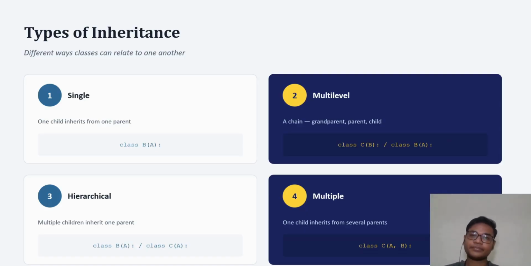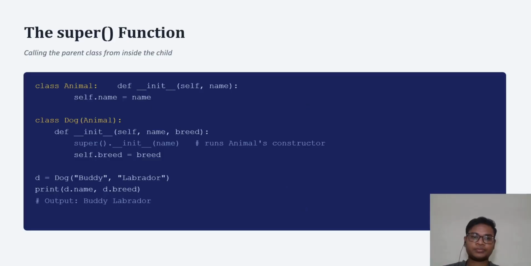Okay. So now let's move forward, and the most important thing is here the super function. What does it mean? Let's talk. So the super function means calling the parent's class from inside the child. Yeah, remember, calling the parent's class from inside the child. How is this thing possible? Let's do. So just see this example and analyze.